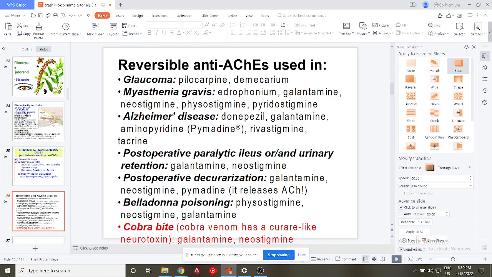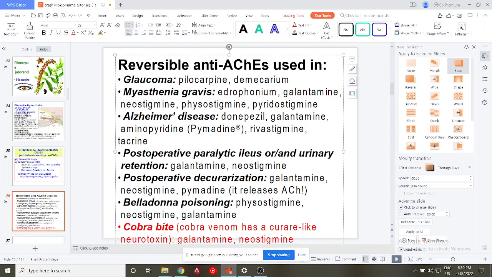So, uses for anticholinesterase drugs. They are used in glaucoma, and then myasthenia gravis. In myasthenia gravis, the main symptom is weak muscles, so we are going to need something to increase skeletal contraction. So we are going to use the indirect cholinergic drugs, the anticholinesterase drugs: galantamine, neostigmine, physostigmine, pyridostigmine.